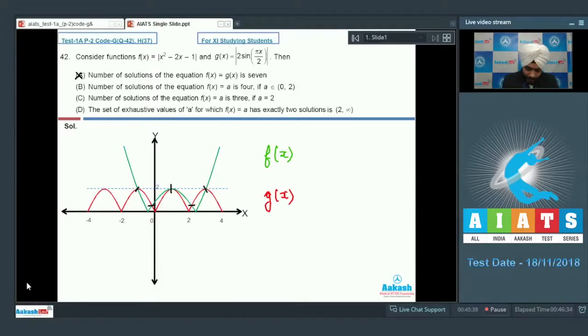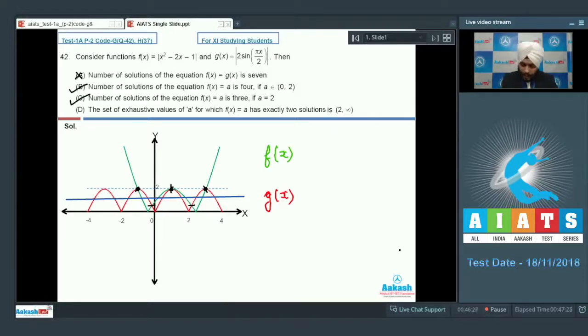So if we draw a line parallel to x-axis lying between 0 to 2, we get 1, 2, 3 and 4 points of intersection with the green graph, it is a correct option. Number of solutions of f(x) is equal to a is 3 if a is equal to 2. Yes, the dotted line meets this graph at 3 points which are already marked over here, 1, 2 and 3. This is also correct. The set of exhaustive values of a for which f(x) is equal to a has exactly 2 solutions is 2 to infinity.